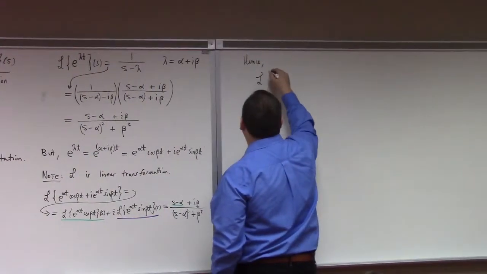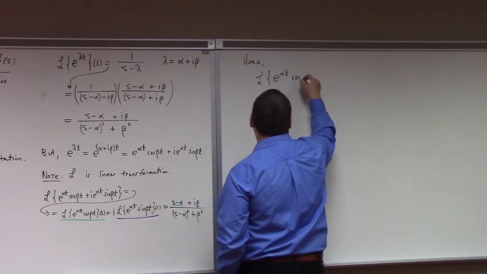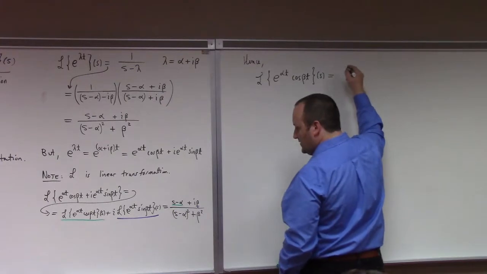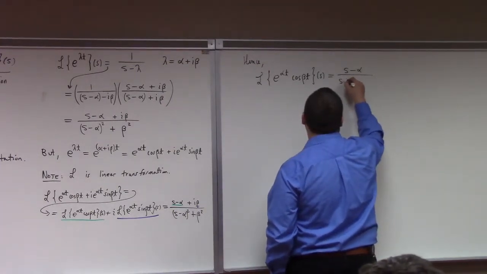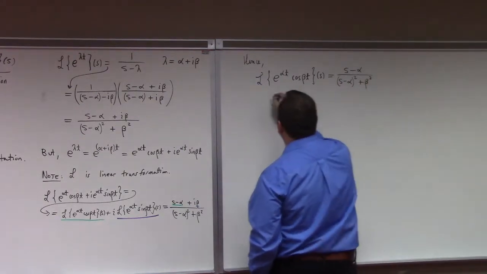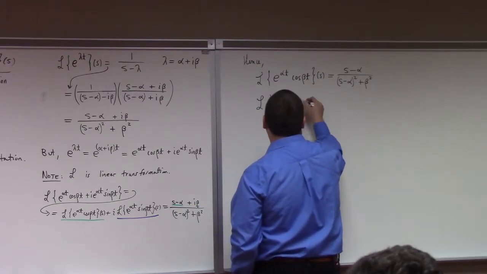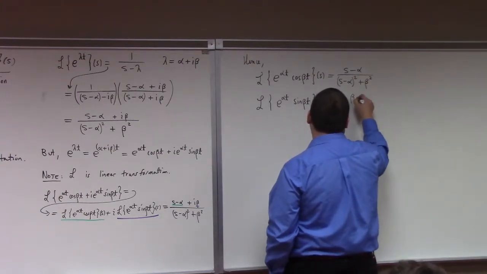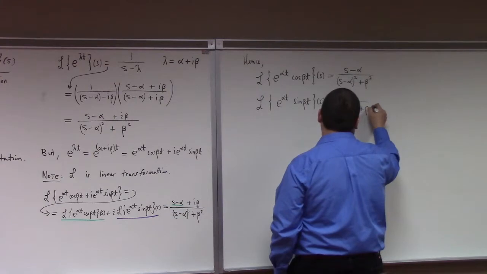The Laplace transform of e to the alpha t cosine beta t of s is s minus alpha over s minus alpha squared plus beta squared. And the Laplace transform of e to the alpha t sine beta t of s is beta over s minus alpha squared plus beta squared.